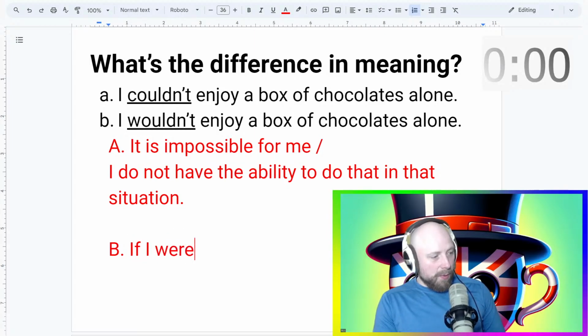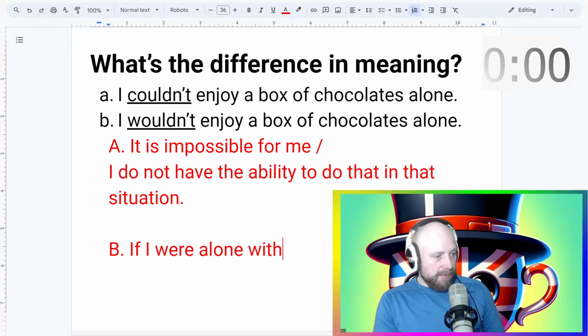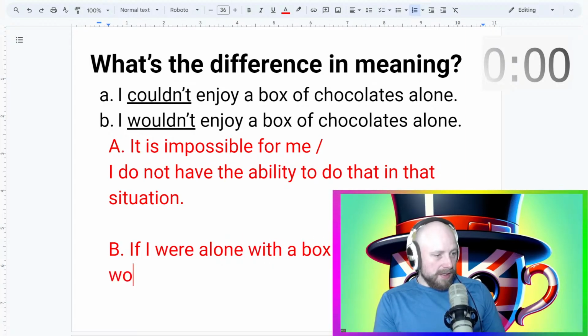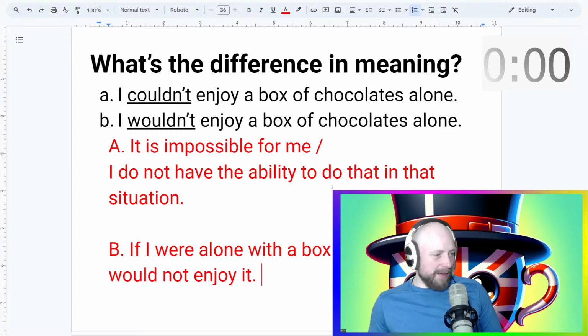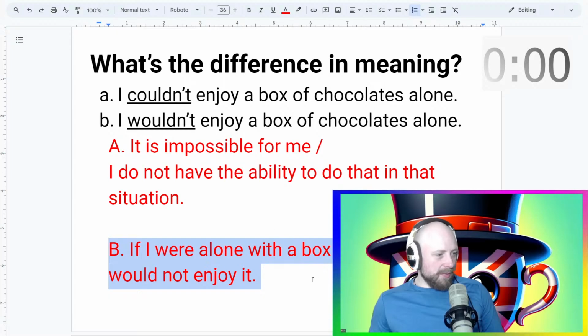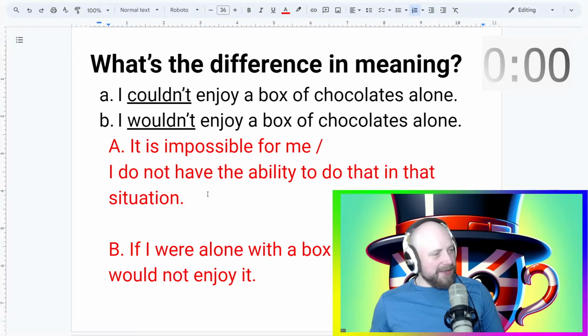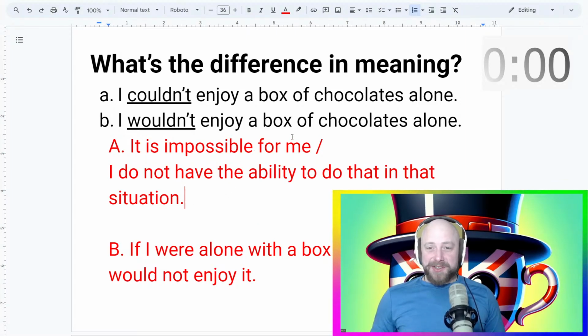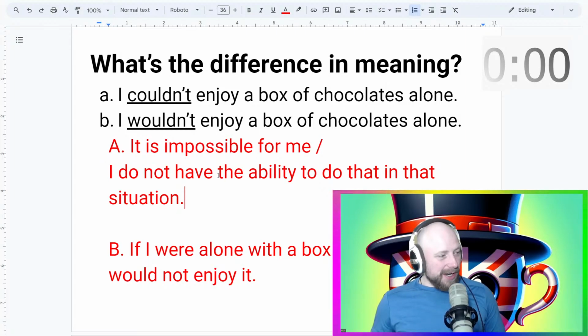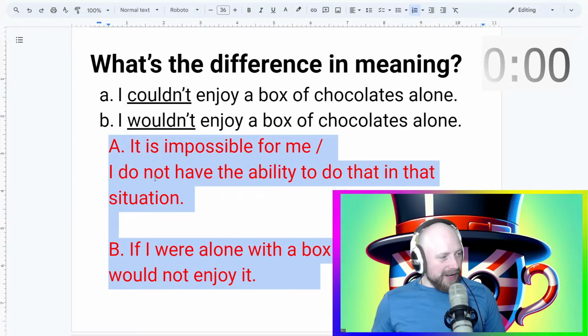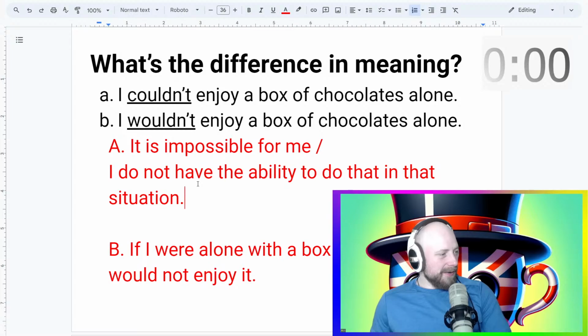if I were alone with a box of chocolates, I would not enjoy it. So actually, I guess you could call B a prediction. And I guess you could also call A, what did you call A? Possibility. Yeah, you could call A possibility. So actually, what you said is generally good, but I needed it to be a little bit more relatable to the sentences, Sleepwalker.